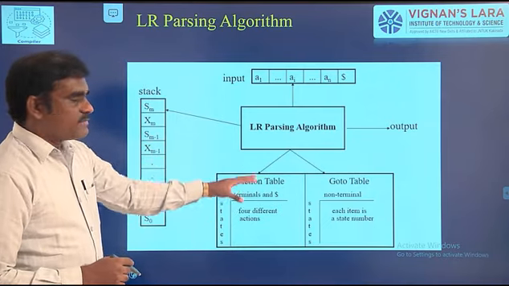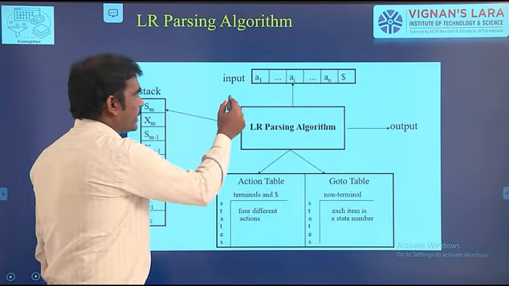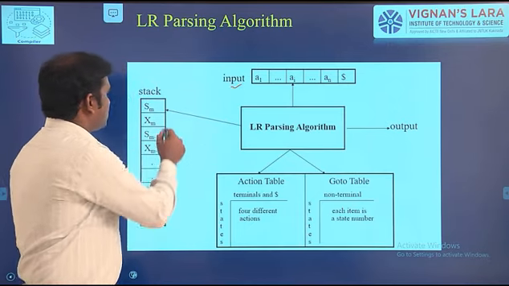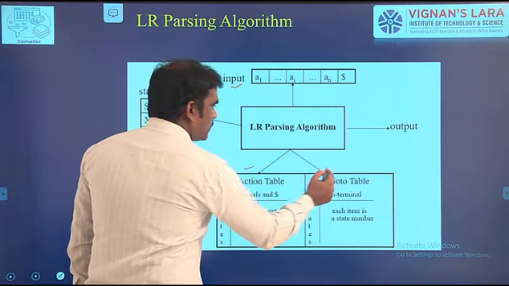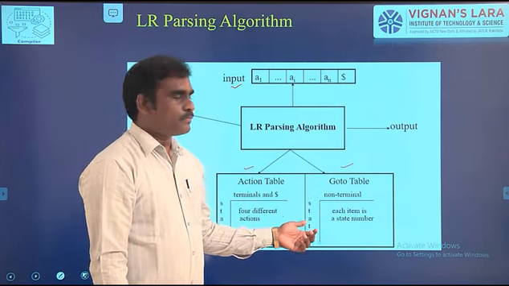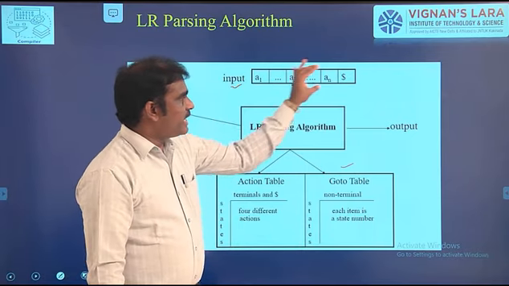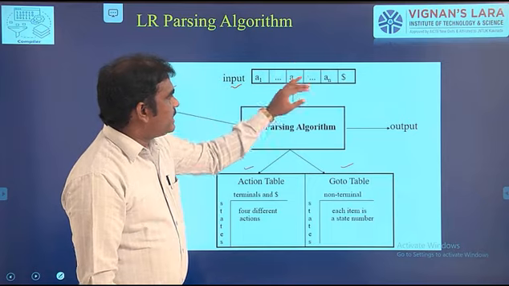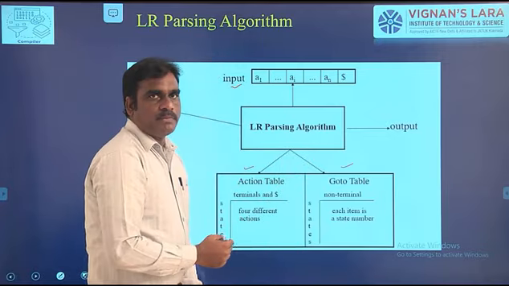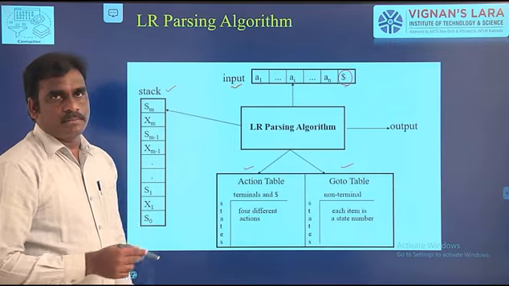So this is the block diagram of the LR parsing algorithm. Here the LR parsing algorithm contains input, stack, and two special functions. One is the action table and second one is the goto table. The first one is the input tape. The input tape is a linear array, and each cell contains one input symbol, suppose A1, A2, A3, and so on up to AN, followed by dollar. Here dollar indicates that the input string is completed.